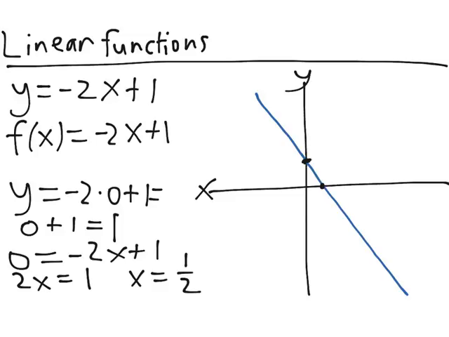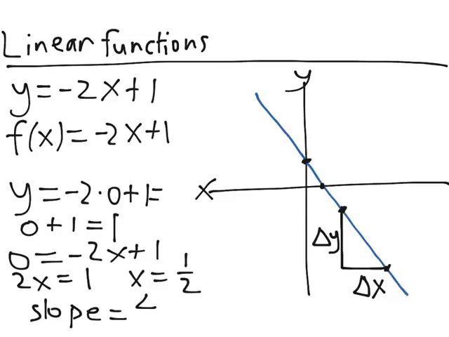Finally, let's talk about the slope of a line. The slope of a line is how much the y-coordinate changes in proportion to how much the x-coordinate changes when we move along this graph. So if we move from this point here to this point here, the difference in the y-coordinate is here, delta y, along this line, and down here we have delta x, or the difference in the x-coordinate. So in this case, the slope is going to be equal to delta y over delta x.